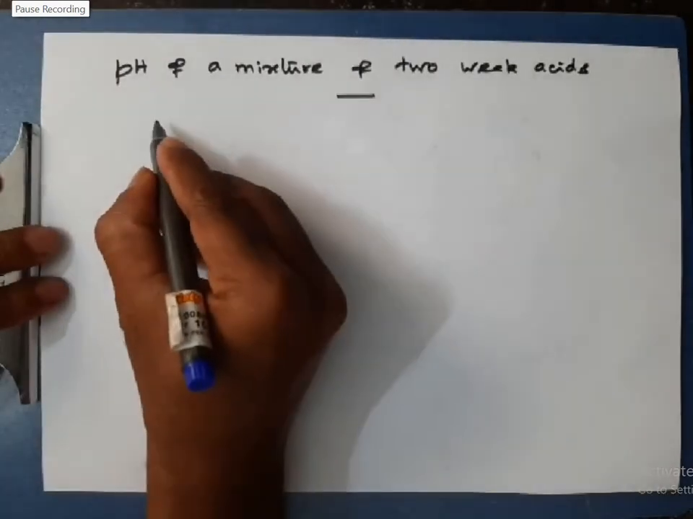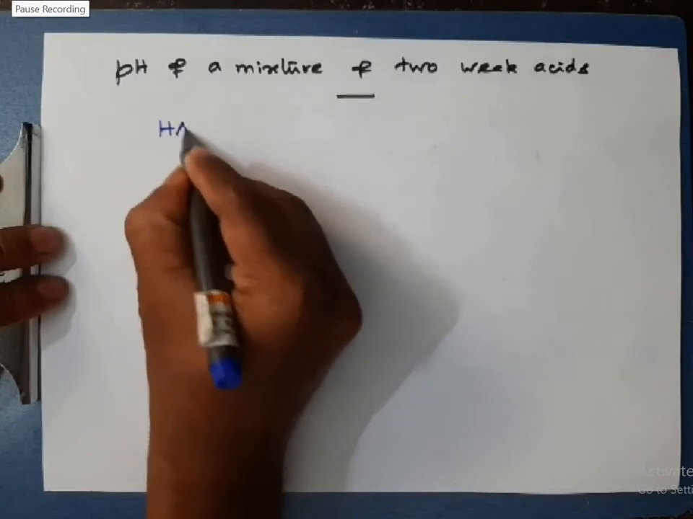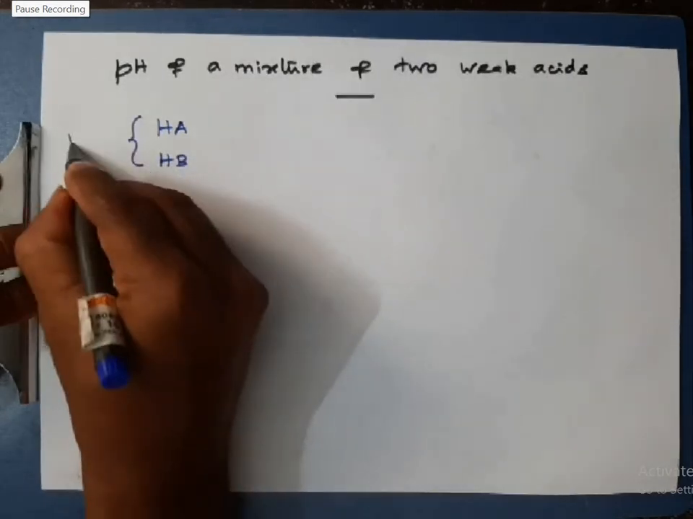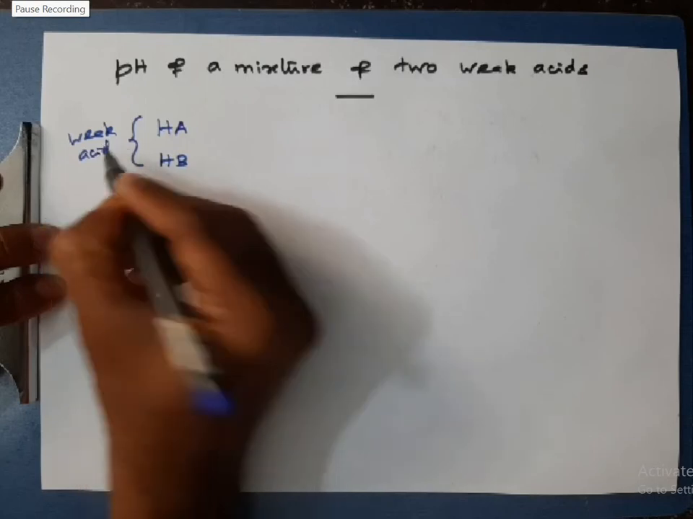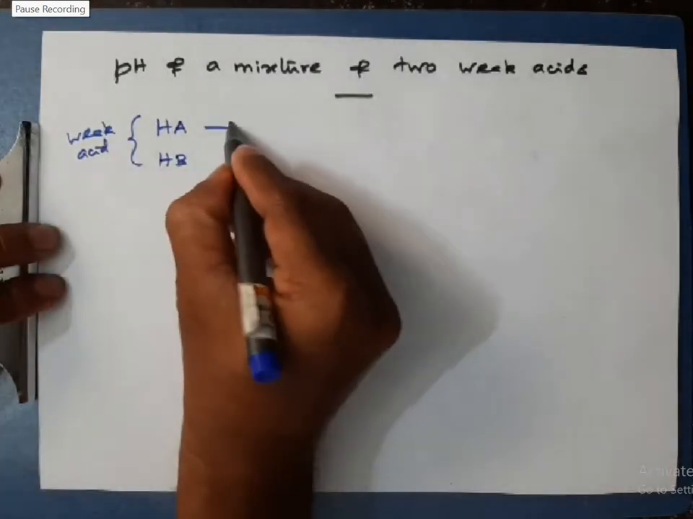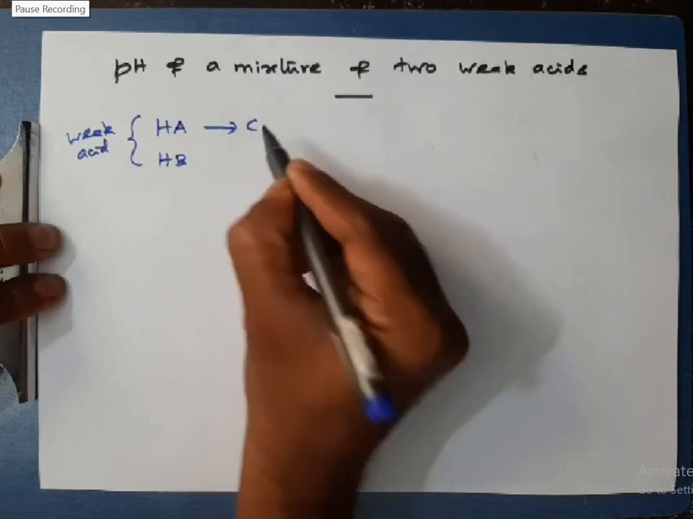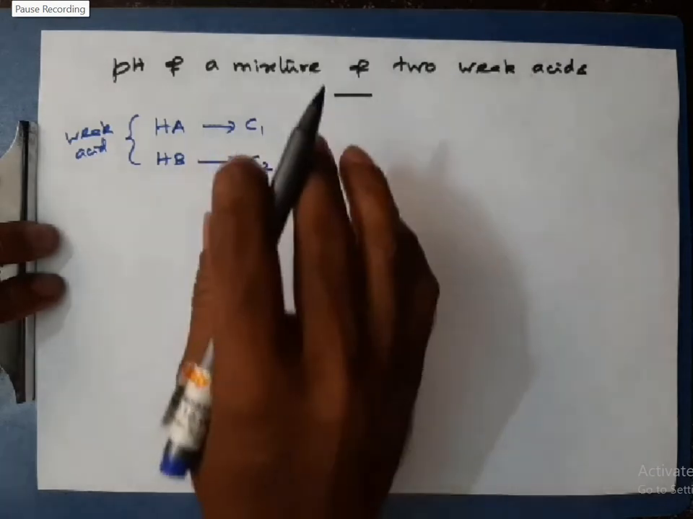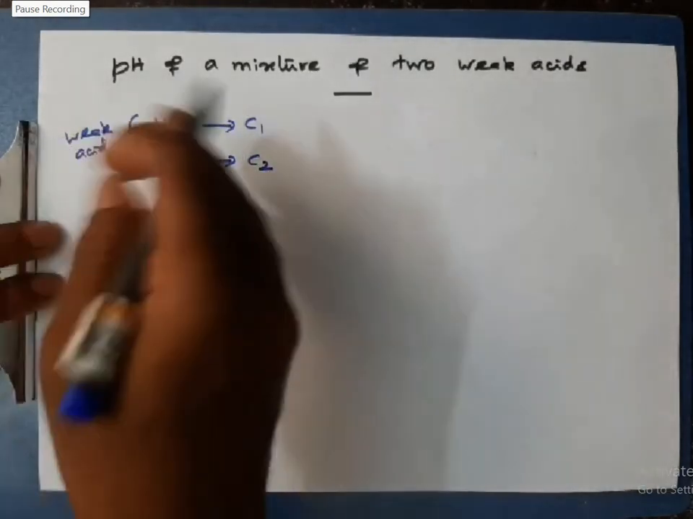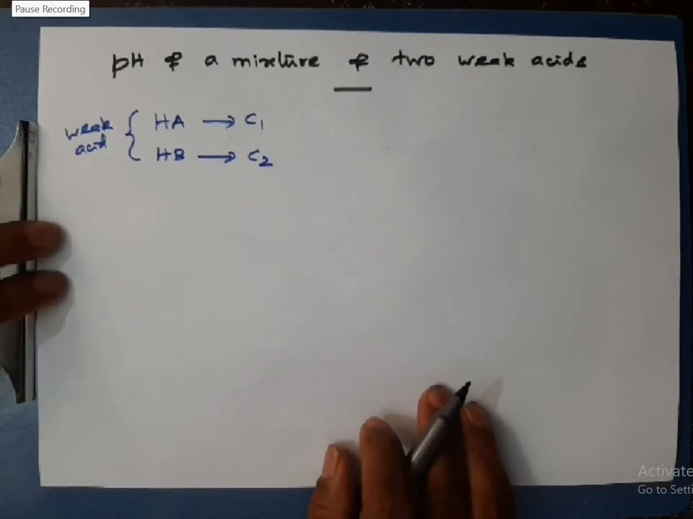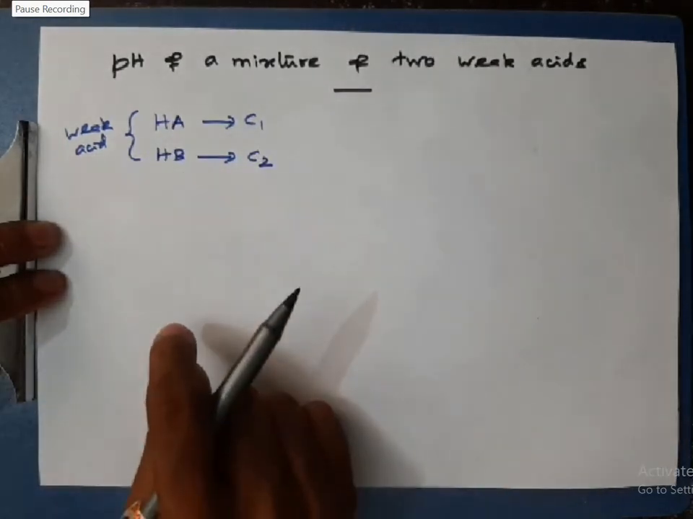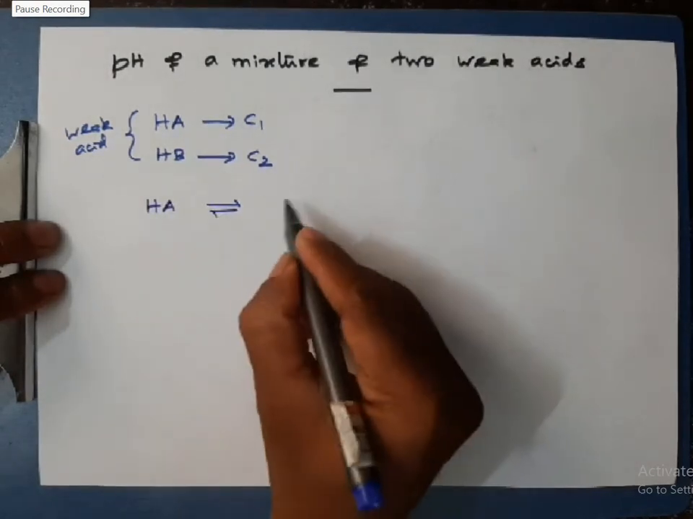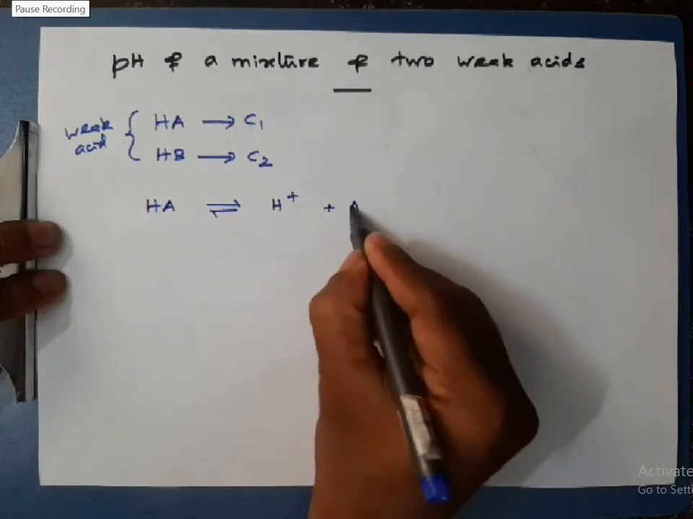Let me take two monobasic weak acids, HA and HB. Both are weak acids. Let the concentration of the weak acid HA be C1 and the concentration of the weak acid HB be C2 in the solution, that is before undergoing dissociation. Since both are weak acids, they undergo partial ionization. So HA will undergo partial ionization and give H plus and A minus ions.